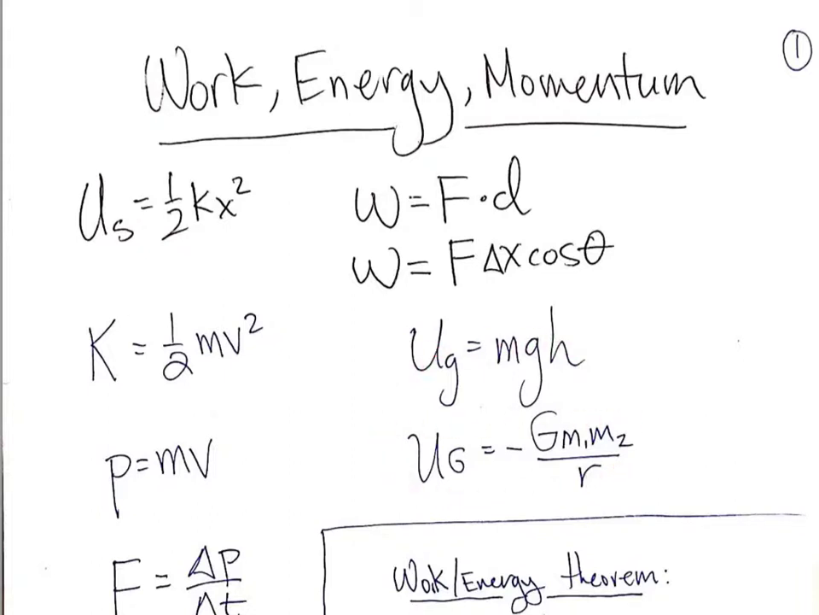This is potential energy. Notice the big G is like the universal gravitational constant. This looks very similar to the gravitational force, except the R isn't squared. So if you were to take the gravitational force, multiply it by R, one of them cancels out and you end up with this for the potential energy due to gravity. We'll talk more about that later.